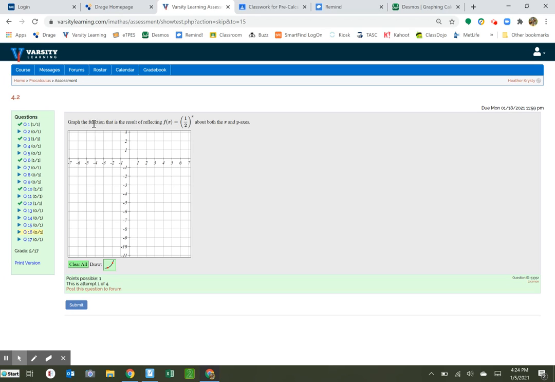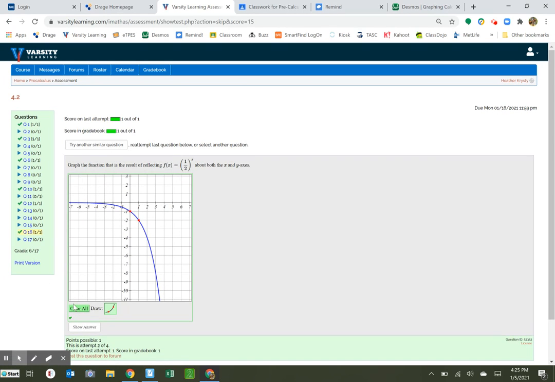All right, graph the function that's a result of reflecting 1/2 to the x about both the x and y. So I'm going to start by graphing 1/2 to the x. Well, I know that that's that. Now, I'm going to flip it about first the x, and I'm going to do that by dropping these down below the x-axis, right? So I'm going to pull this down to here, and this guy down to (-1, -2). Now that's flipped about the x. Now I'm going to flip this guy over the y. Okay, so I flipped it first about the x, then about the y, and I'm going to submit that. Okay, and that's how you're going to go about doing that.